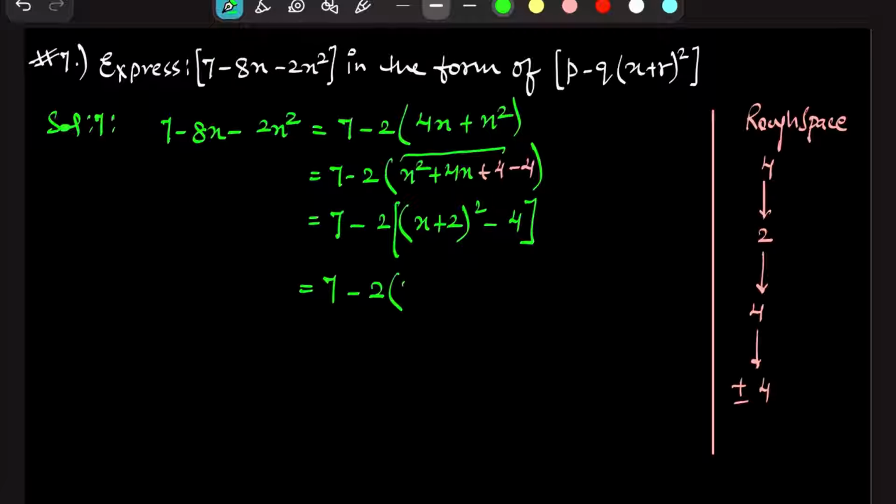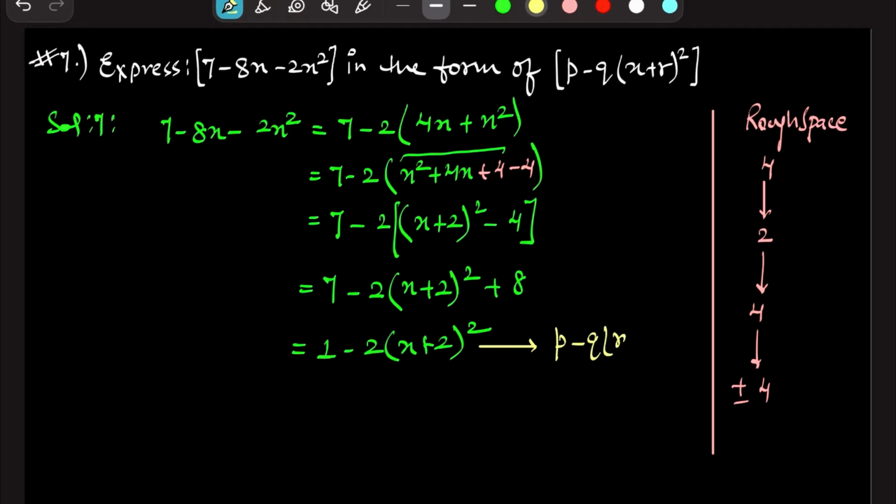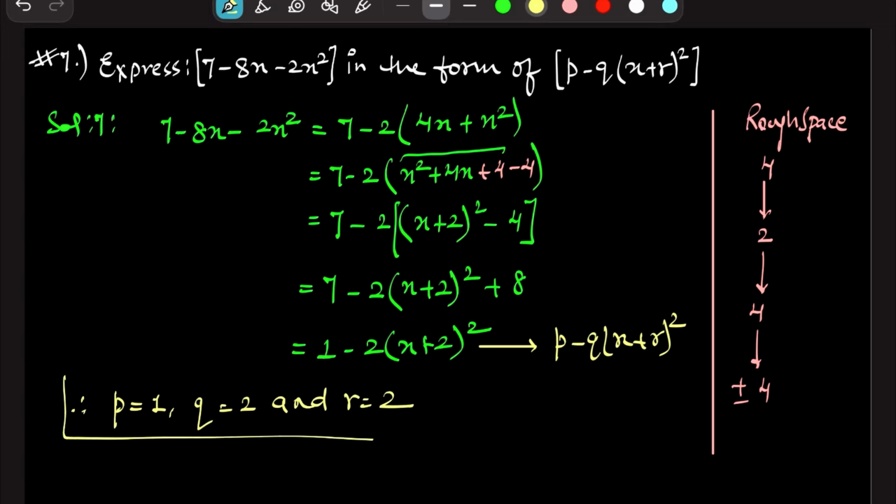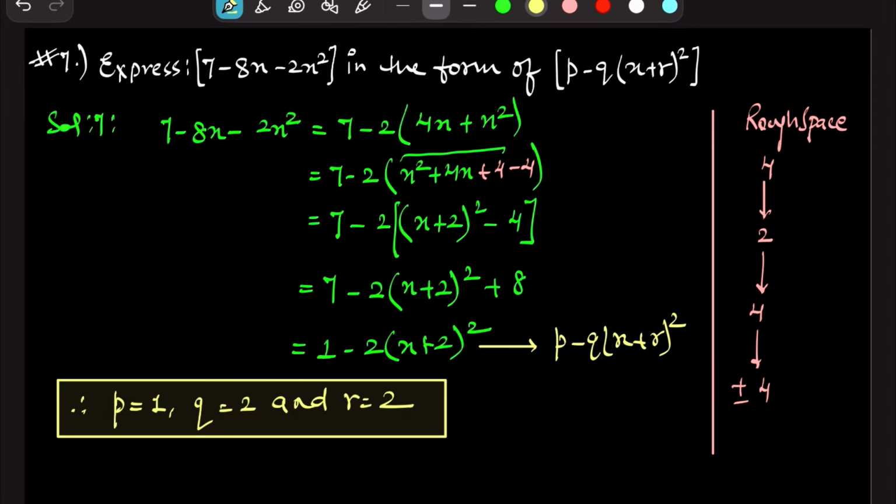This minus 2 with the brackets, so I'm going to get minus 2 times x plus 2 whole square plus 8, right? So finally I'm going to get 1 minus 2 times x plus 2 whole square, and we will compare it with the term required. Then we are going to write p minus q times x plus r whole square. This is going to give me p is equal to 1, q is equal to 2, and r is equal to 2 as well. This is the final answer for the given question after making the whole square.